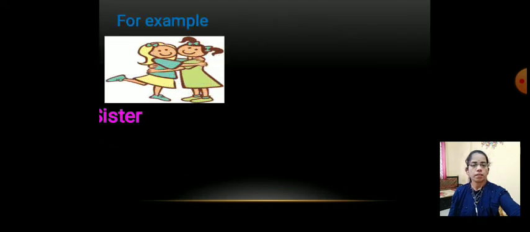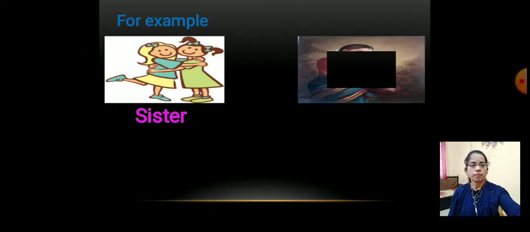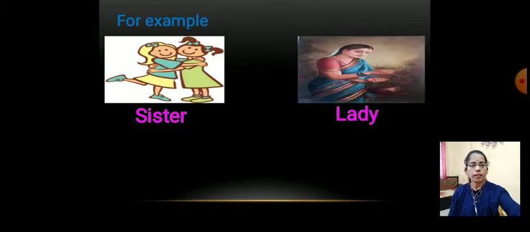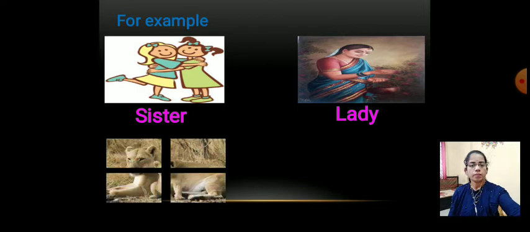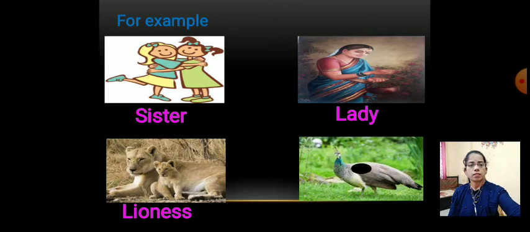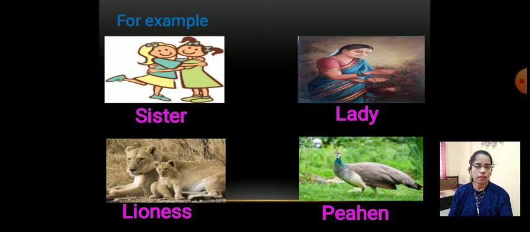Let's see some examples. For example, sister, lady, lioness and peahen. These are all female persons and animals. So, sister, lady, lioness, peahen, all are included in the feminine gender.